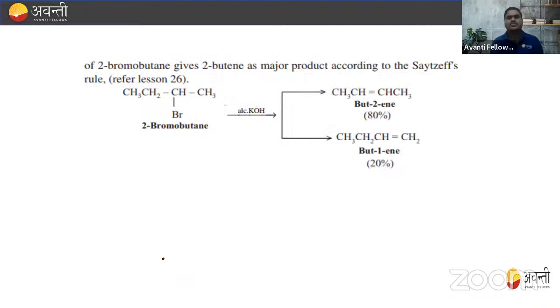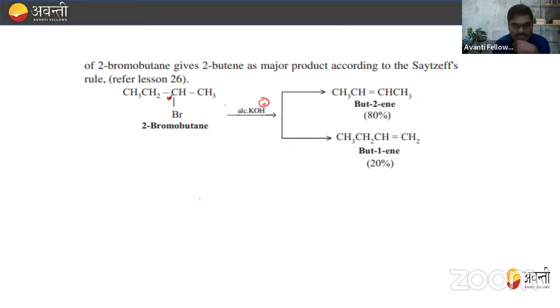So the Saytzeff rule. Let us assume that I have 2-bromobutane, that is CH3, CH2, CHBr, and CH3. If someone asks what happens when it undergoes the alcoholic KOH reaction, 2-bromobutane will give two products. The first is KBr, which is removed, there is no problem in this. But this OH negative, this OH negative acts as a base and accepts a proton.